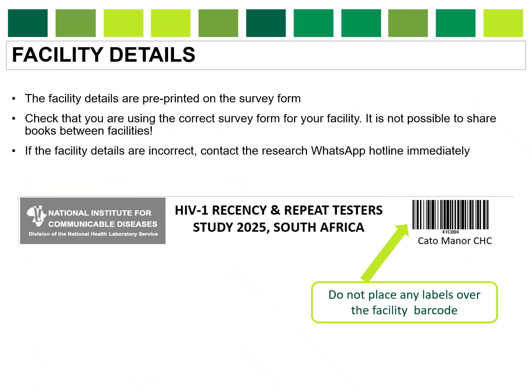So the facility details are pre-printed on the survey form. That's on the top right-hand corner of the front page. This barcode that is there is for us to use in the lab to scan. So please don't place any other barcodes over it or any stickers to cover that barcode, because then we can't scan it. And also make sure that the details are correct for your facility. So it mustn't say another facility name on it. It must make sure that it is your facility name.